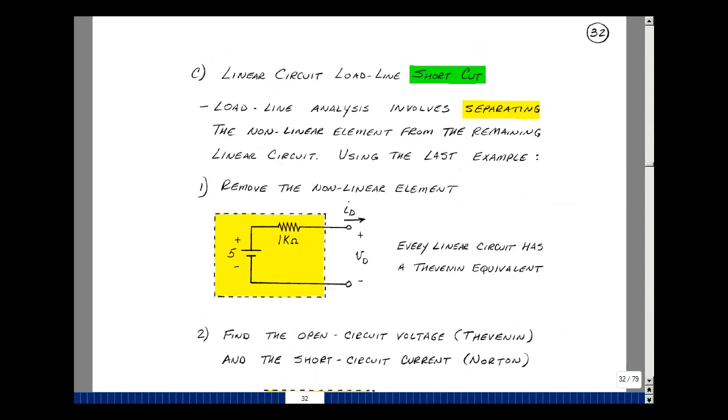Let's generalize these results. What it's going to do is save us some time. We don't have to write loop equations and solve for parameters. We can just simply find these intercepts by inspection. Let's develop an algorithm. First thing we're going to do is remove the nonlinear element. In this case, we had a diode here.